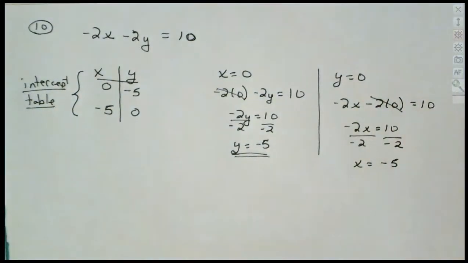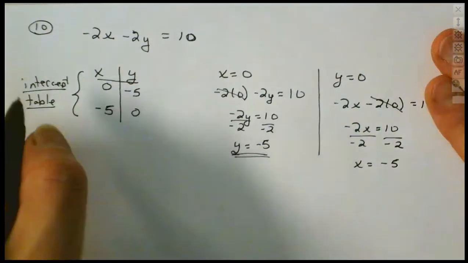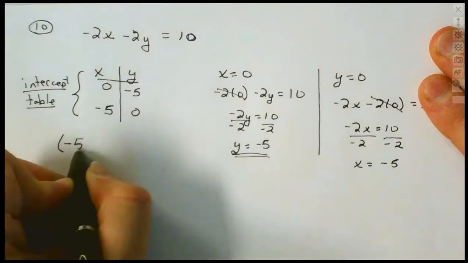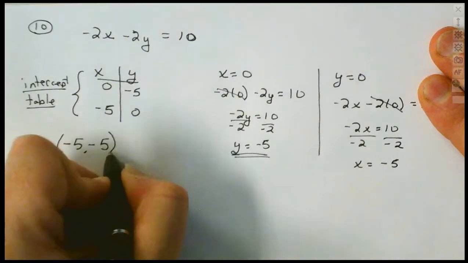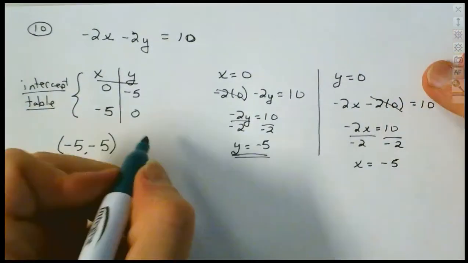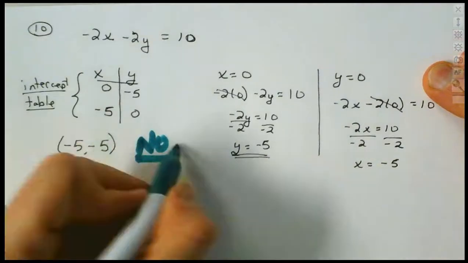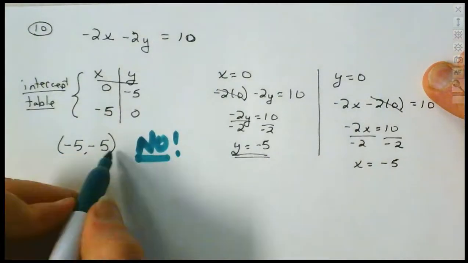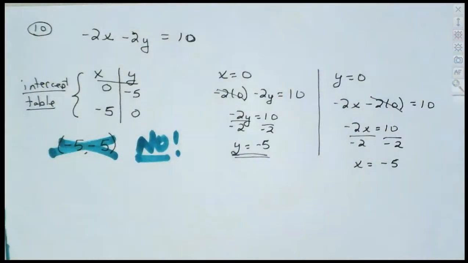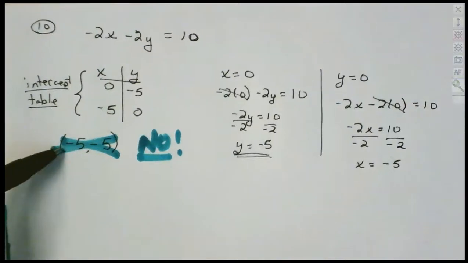Now we need to write out our ordered pairs, and we're going to have 2 of them. Do not try to put them together. A lot of times I see students do this. They say, oh, well, this will be my answer, -5, -5. No. This is not the answer. Okay? We do not do that. Do not combine them together. They have to be separated and labeled. So do not do this. Okay, don't put them together.